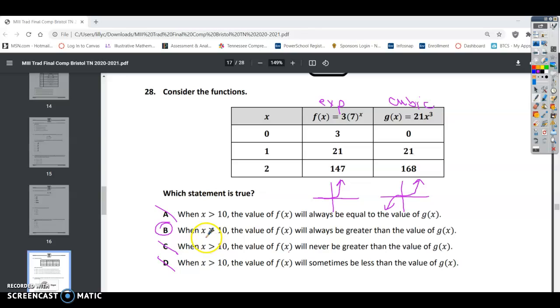The fact that it says x is greater than 10 means our x's are going to continue to get larger. And when this is an exponent and it continues to get larger, that exponential function is going to get very, very, very big. All right, so the answer to number 28 is B.